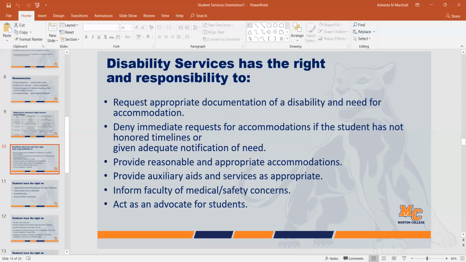Now, providing reasonable and appropriate accommodations, that's something that we definitely are going to be doing for you. Providing auxiliary aids and services as appropriate, and informing faculty of medical or safety concerns, like if there's some type of seizure disorder, we're going to give the faculty in your class and the staff on campus that information, the appropriate people, and then we're going to act as an advocate for you.